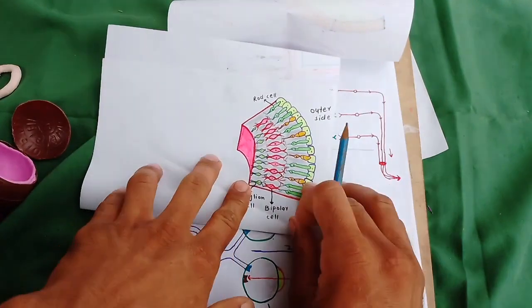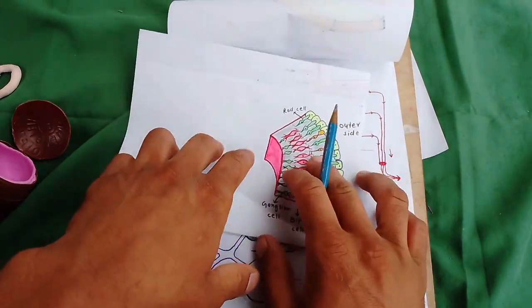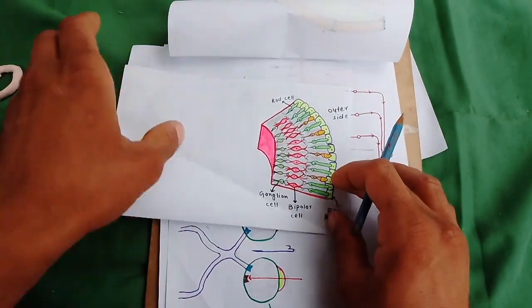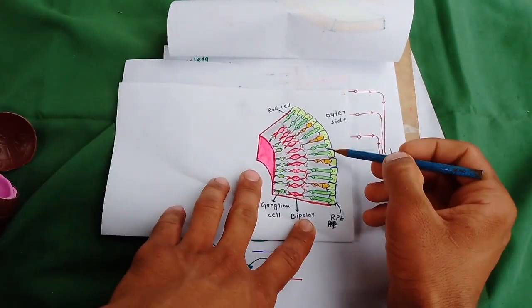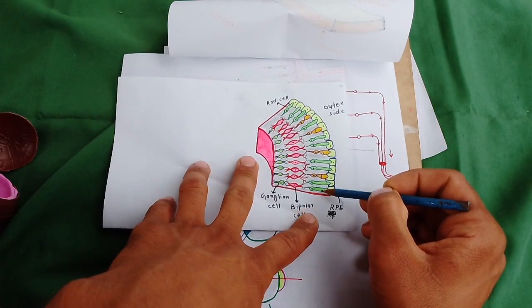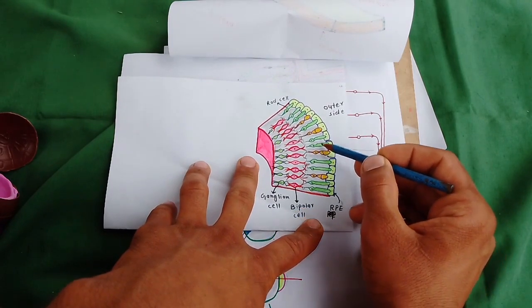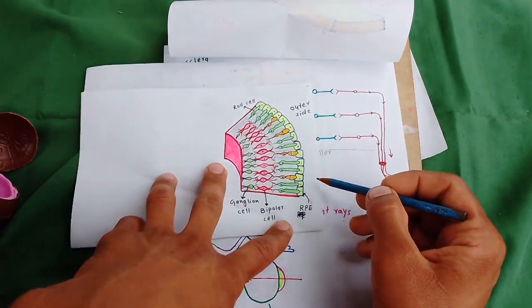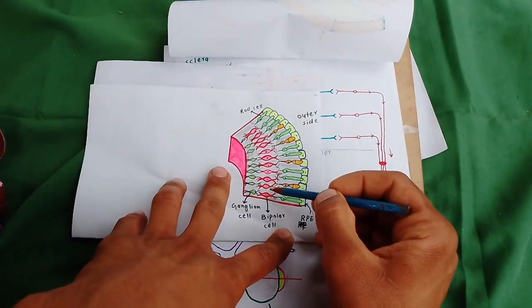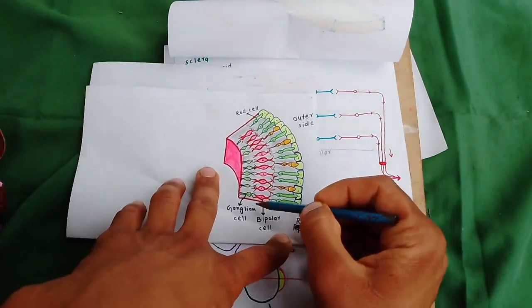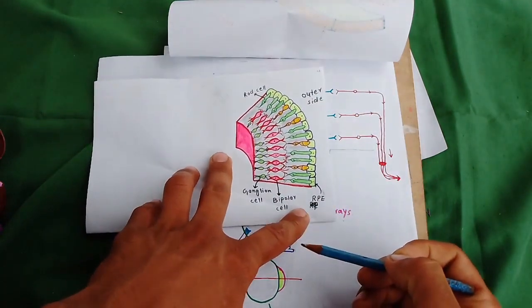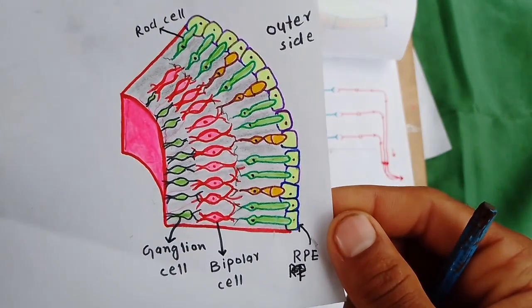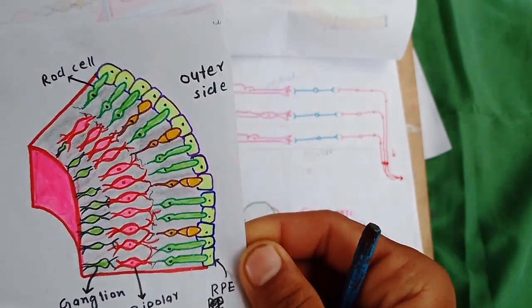This one is the retina. This is the epithelial cell of the retina. So these are the epithelial cells. These are the rod, cone, rod, cone. So these are the rod and cone cells. These are the bipolar cells, and these are the ganglionic cells. There are many other cells present here. So this is the structure of the retina.